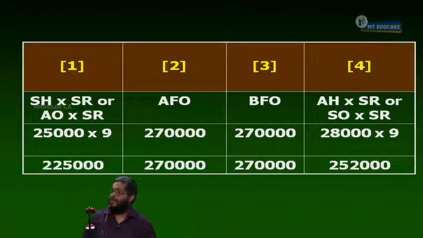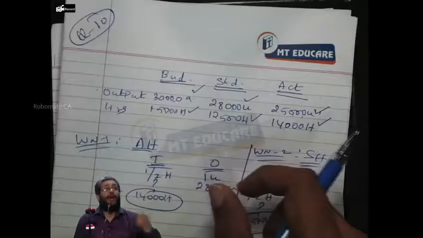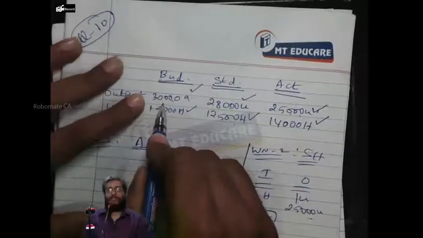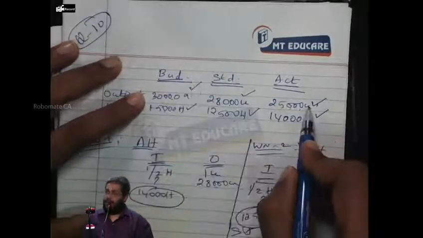Yes, next. In the 14,000 hours, did they do 14,000 hours of job? No. I did only 12,500 hours of job. I lost how many hours here? 1,500 hours due to inefficiency. Yes or no? 1,500 hours could have produced how many units? 3,000 units. So, I had 30,000 units planned. I produced only 25,000.